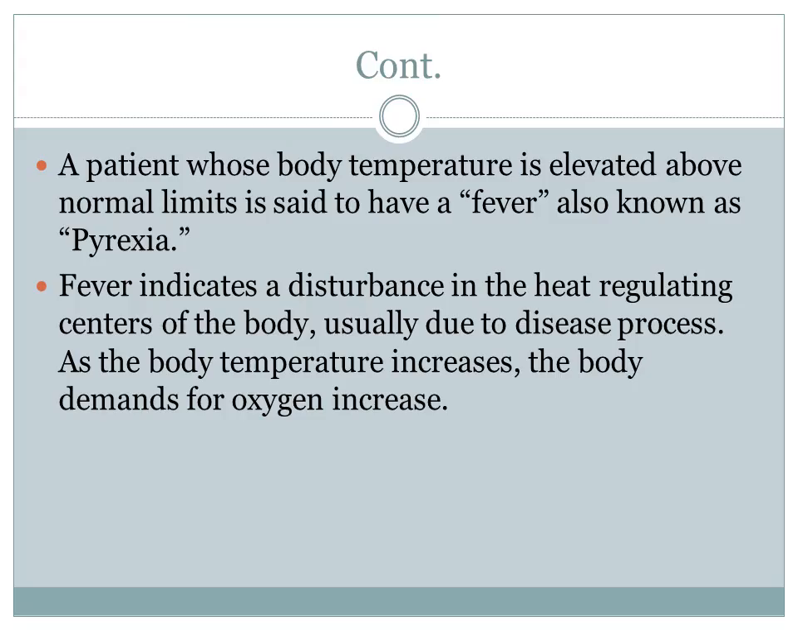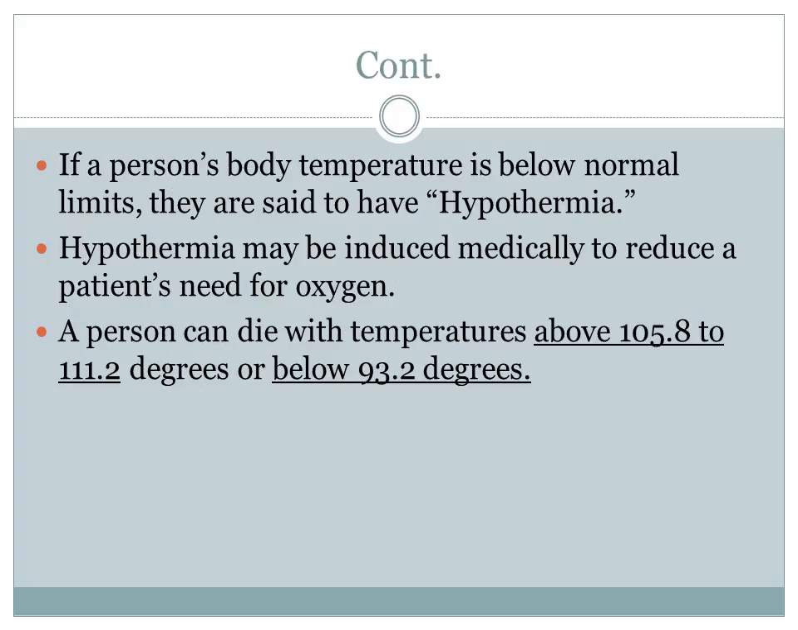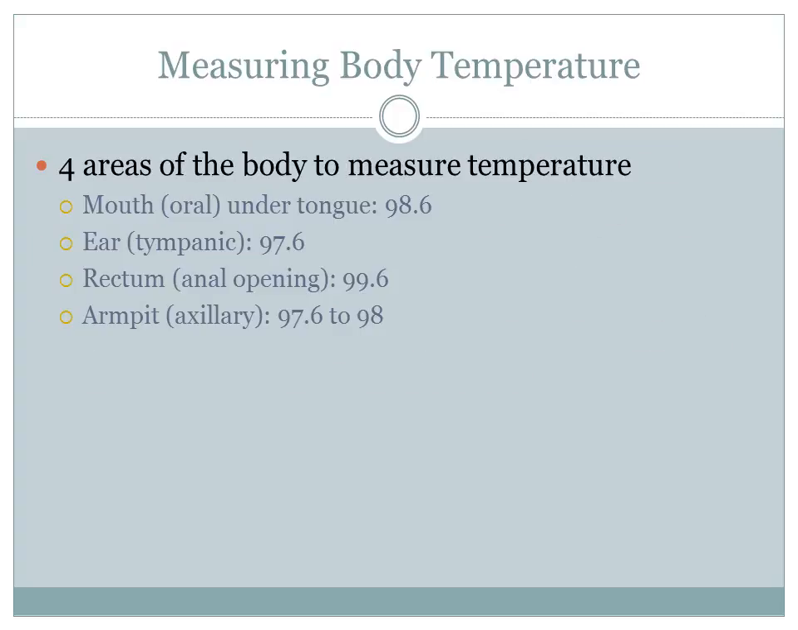A patient whose body temperature is elevated above normal limits is said to have a fever, also known as pyrexia. So again, pyrexia means fever. Fever indicates a disturbance in the heat regulating centers of the body, usually due to the disease process. As the body temperature increases, the body's demand for oxygen increases. If a person's body temperature is below normal limits, they are said to have hypothermia. Hypothermia may be induced medically to reduce a patient's need for oxygen. A person can die with temperatures above 105.8 to 111.2 or below 93.2 degrees.